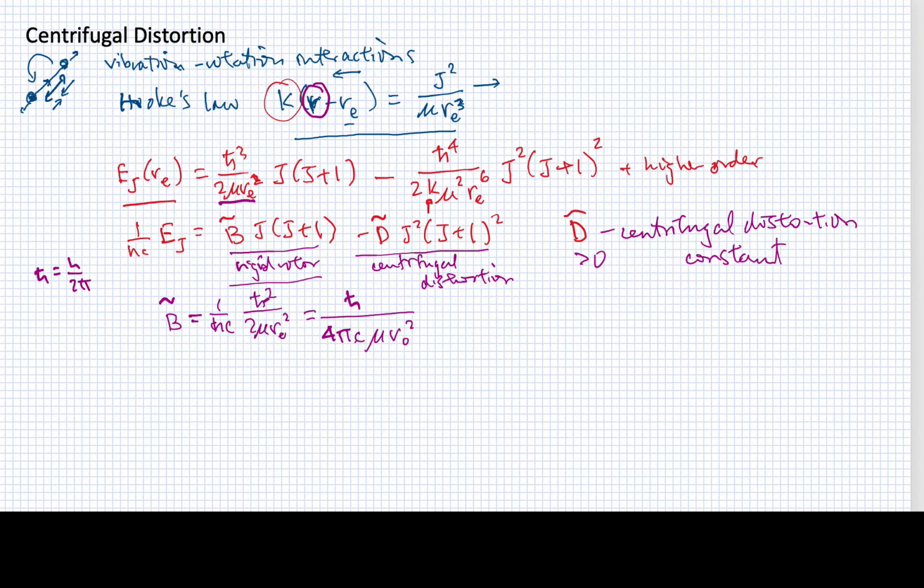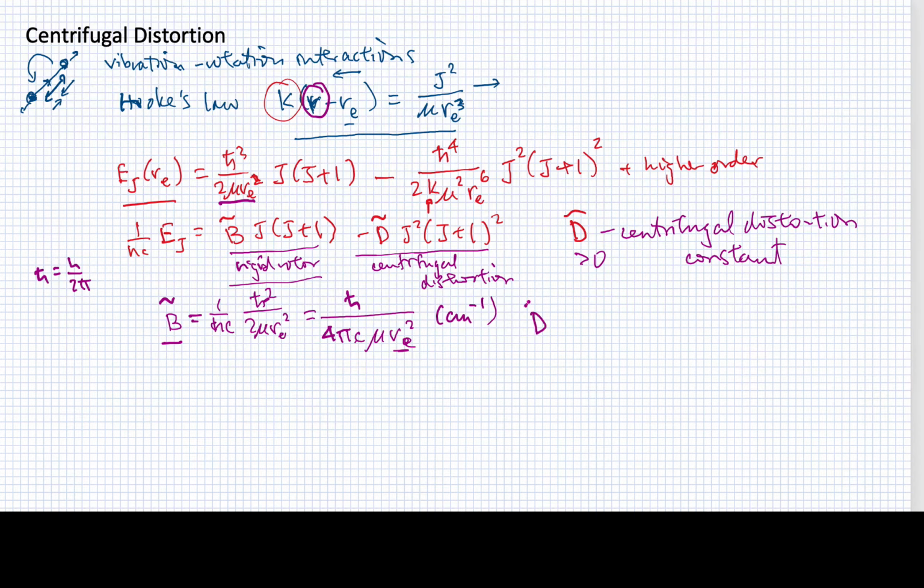Now we saw this one before in the rigid rotor spectra, and we used this formula to solve for the equilibrium bond length. I'll make that an E now. And in terms of the rotational constant B. So this is an old equation for us, and this tells us what B is in units of inverse centimeters.